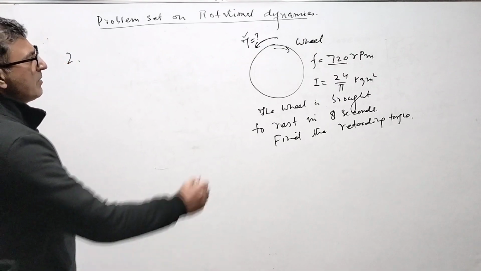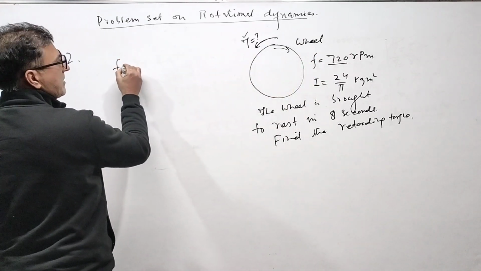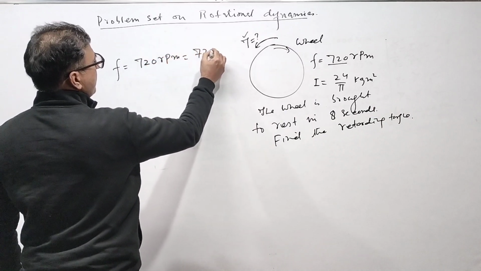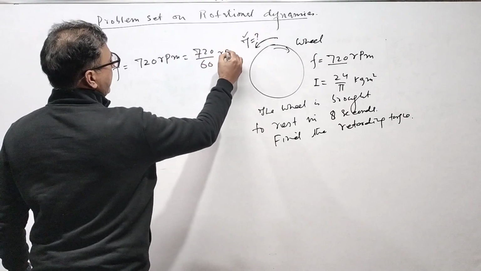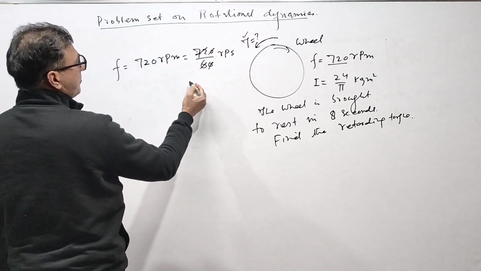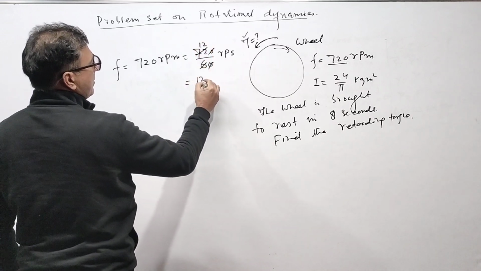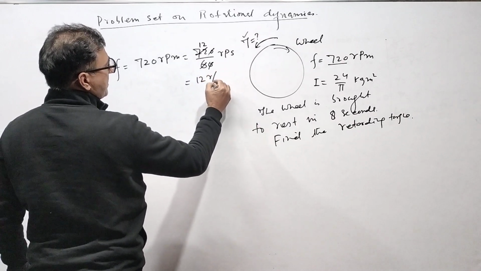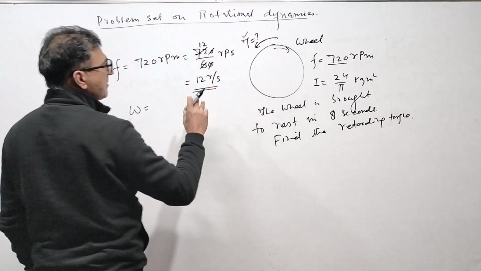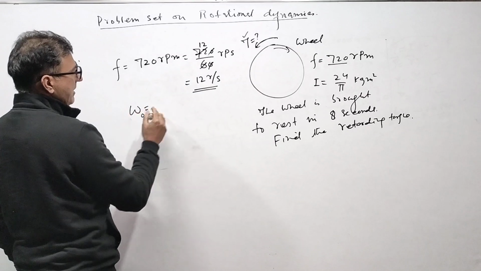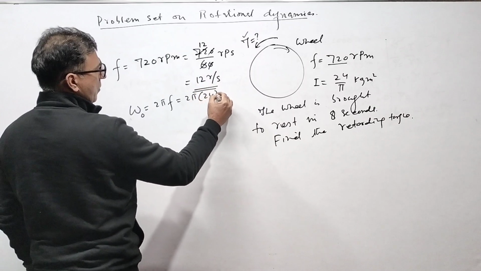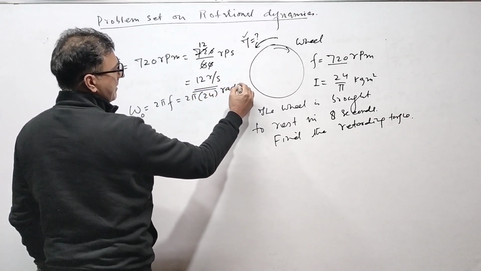So what to do? First of all, this frequency F, I will convert from revolutions per minute. That is 720 by 60 revolutions per second. Right? It is 12 revolutions per second. This is F. What is the initial omega? Initially it was rotating with this angular frequency, that is 2 pi f, which means 24 pi radians per second.